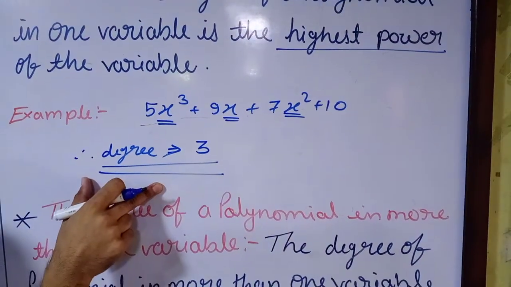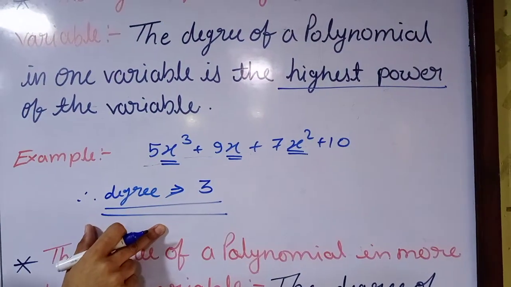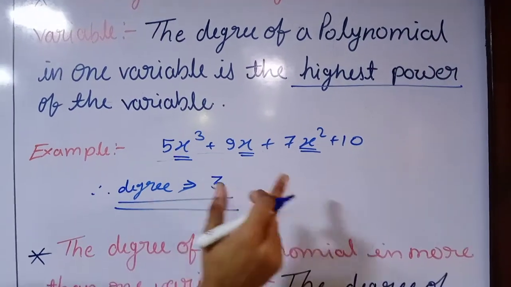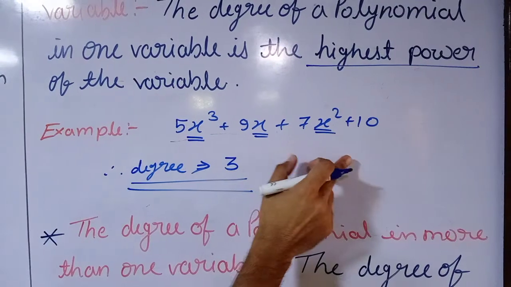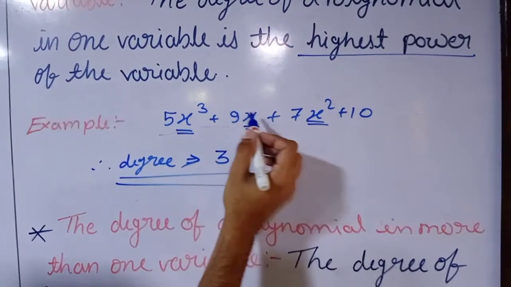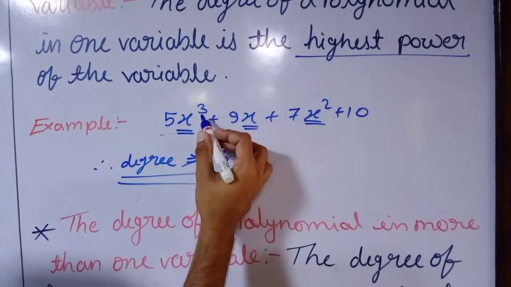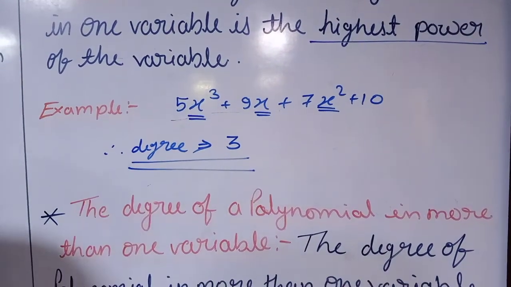Yes, now we know how we are going to calculate the degree of a polynomial. If there is only one variable, just see which is the highest power, which is the highest index. So here in our example we have 3, we have 1, we have 2. So 3 is the highest, so the degree becomes 3.